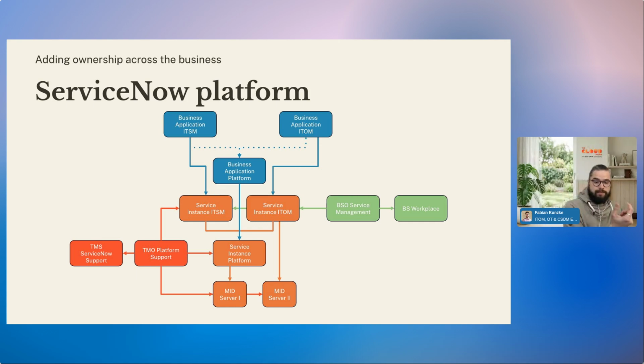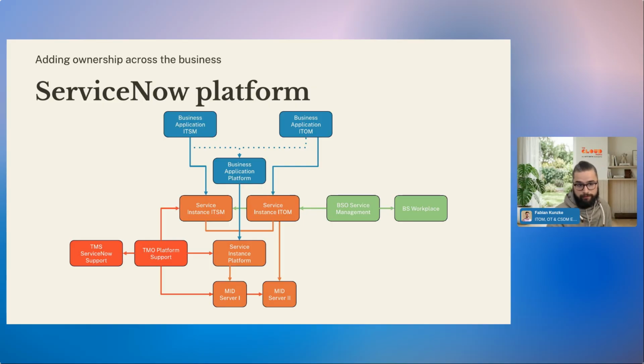So the idea is we want to keep the setup within CSDM as simple as possible while making sure that it works with the processes and with your use cases. And then we want to make sure that ownership is taken not from the CMDB team, but from the people who are owners of these boxes.